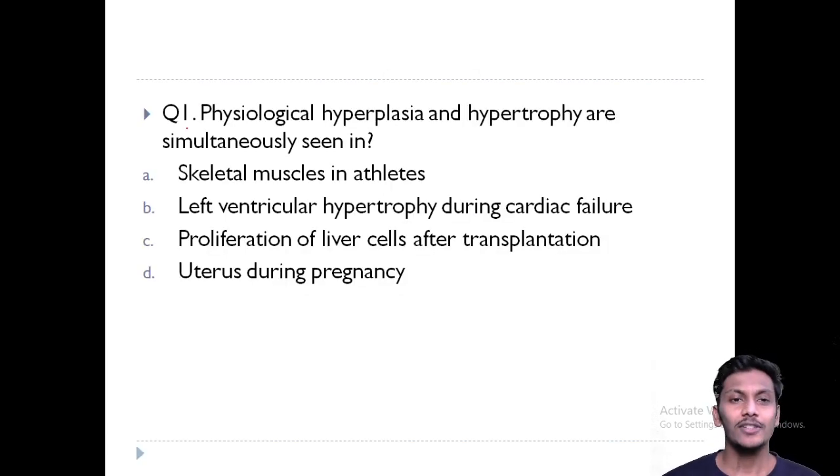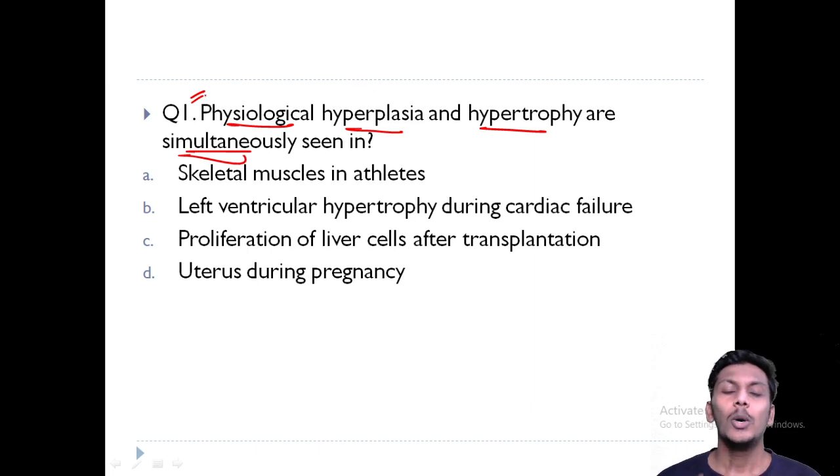Now, the first question states that physiological hyperplasia and hypertrophy are simultaneously seen in. Simultaneously means at the same time. So in which organ can we see physiological hyperplasia as well as hypertrophy at the same time?